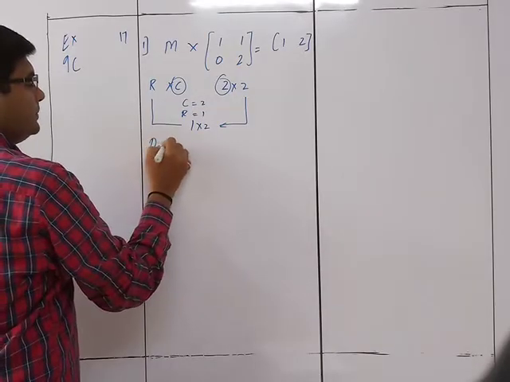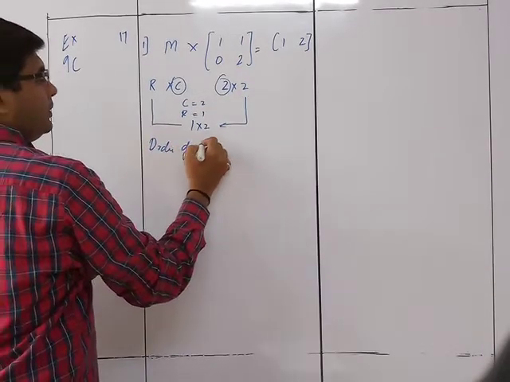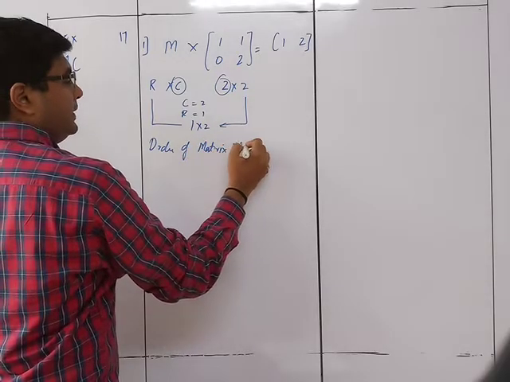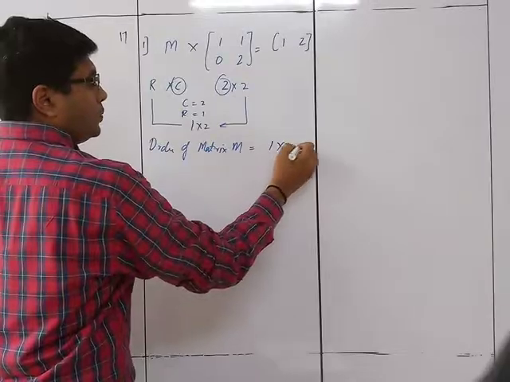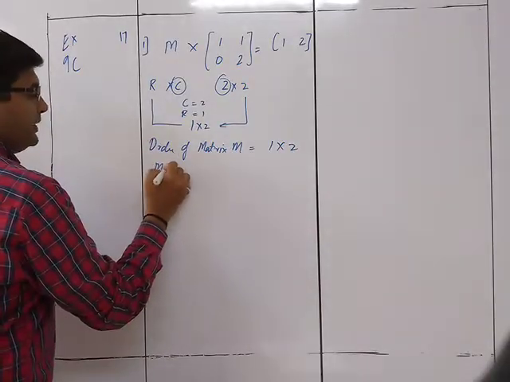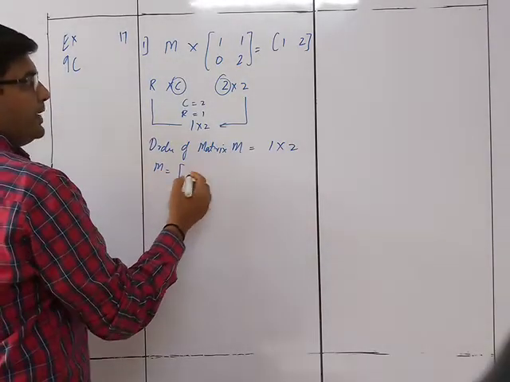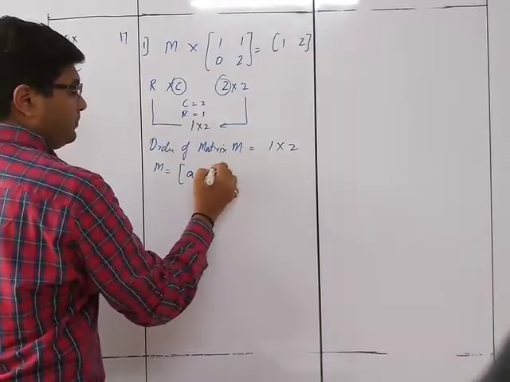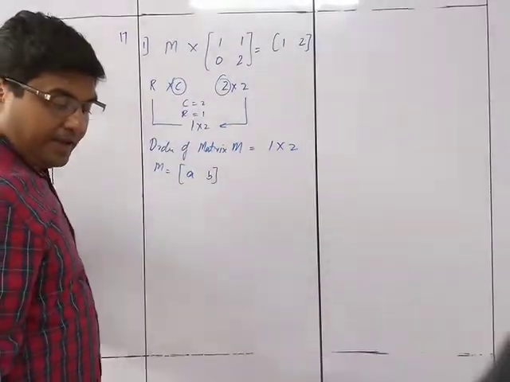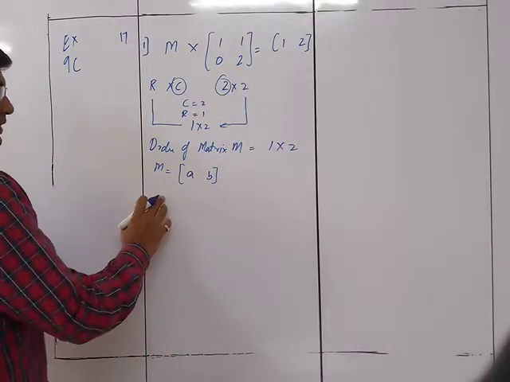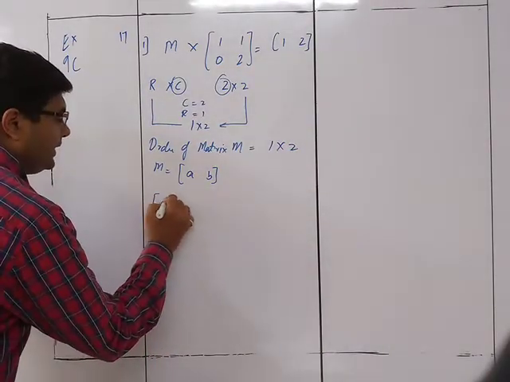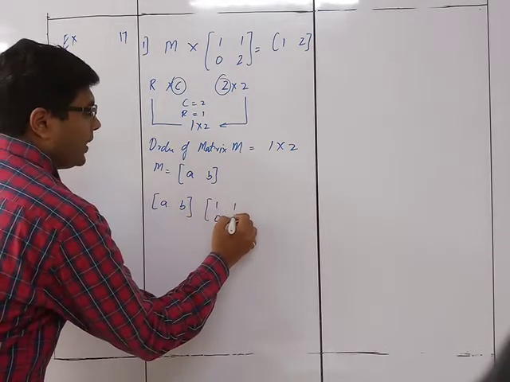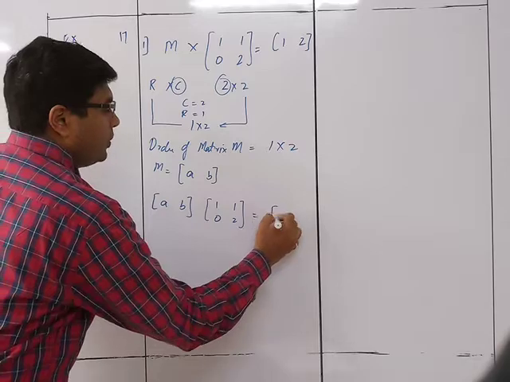Therefore, order of matrix M is equal to 1 by 2. Therefore, M is a 1 by 2 matrix. So it has 1 row and 2 columns. So we'll take it as A, B like this, and then we find it. So we see over here that it will be [A, B] into [1, 0; 1, 2] is equal to [1, 2].